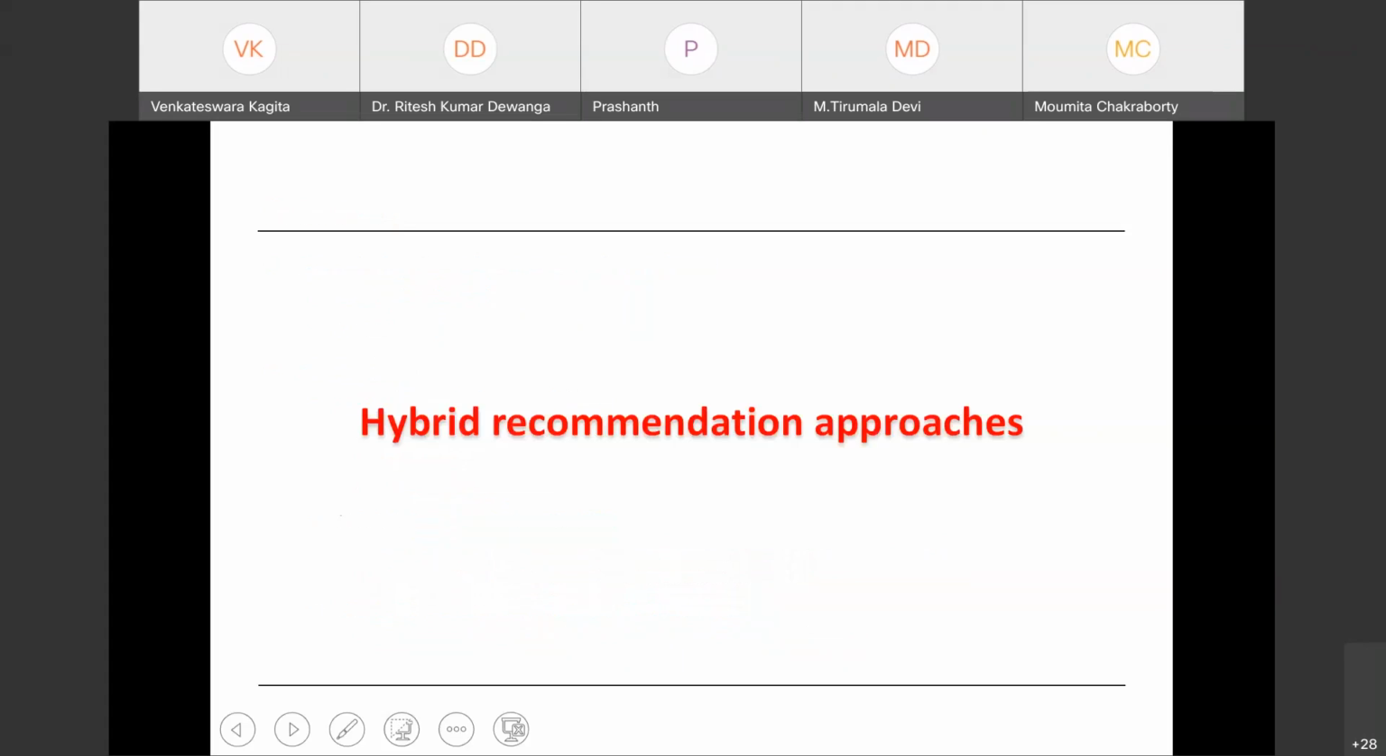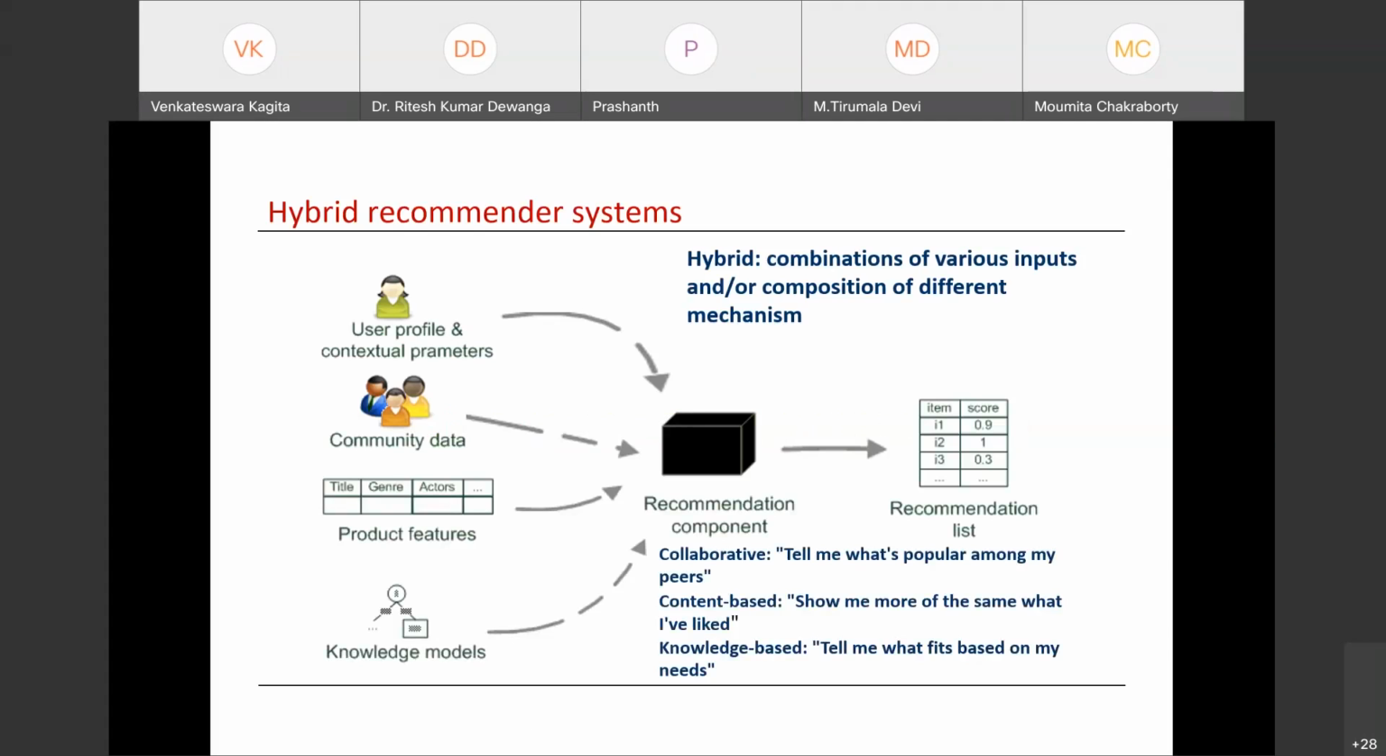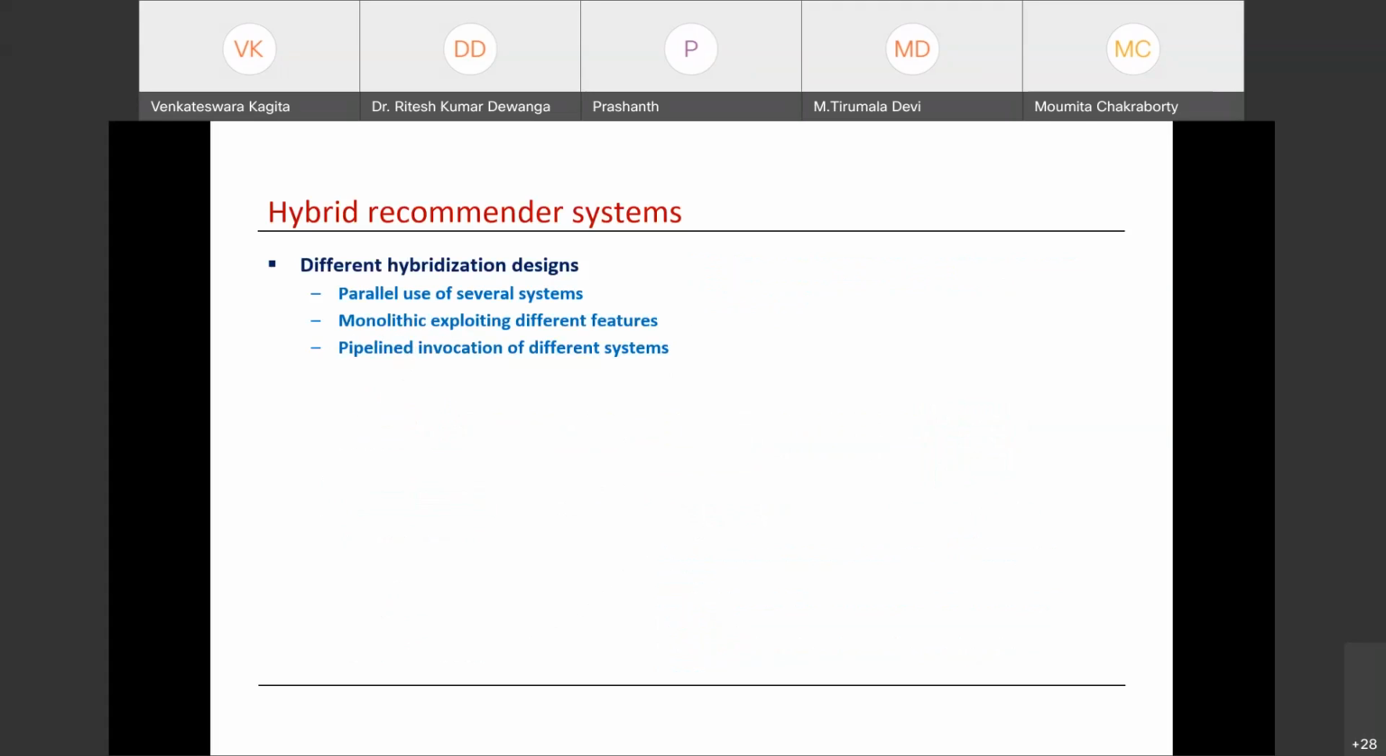Right, so that's all about the three paradigms that we have discussed so far: collaborative filtering, content-based, then knowledge-based. Hybrid recommendation is a combination of various techniques or the collaboration of various data resources. So hybrid is a combination of various inputs and a composition of different mechanisms. Like collaborative, content-based, knowledge-based, you can combine them in different ways and get the hybrid recommendation. So there are different hybridization designs.